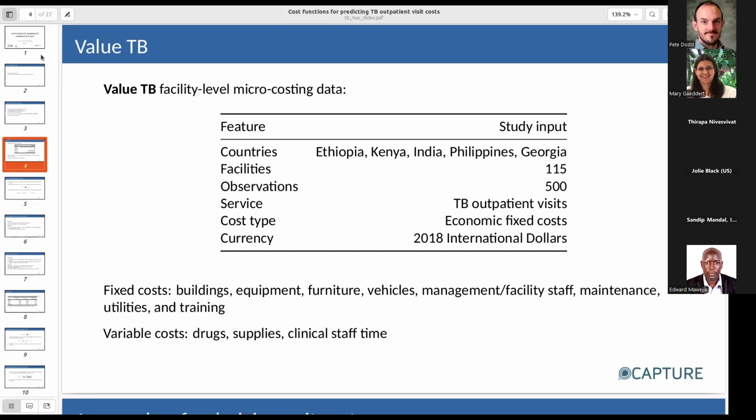And costs are broken down into individual cost components. So these are grouped into fixed costs, which are things like capital expenditure, like buildings and equipment and things like that, that happen at the facility level, and variable costs, so things like drugs and consumables that recur with each unit of service and are pretty standard regardless of the facility.